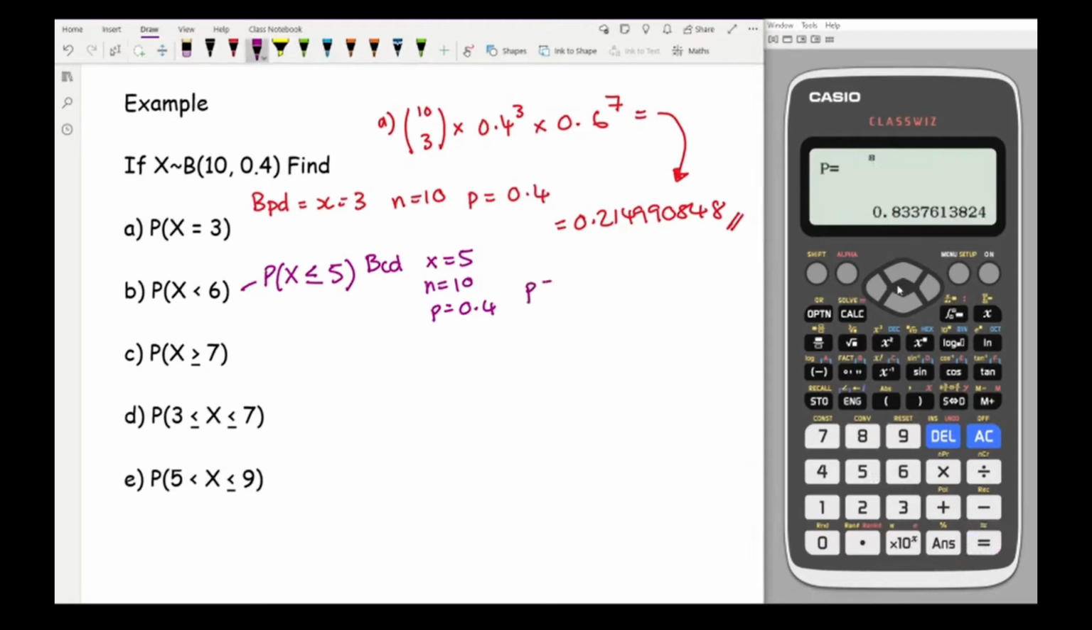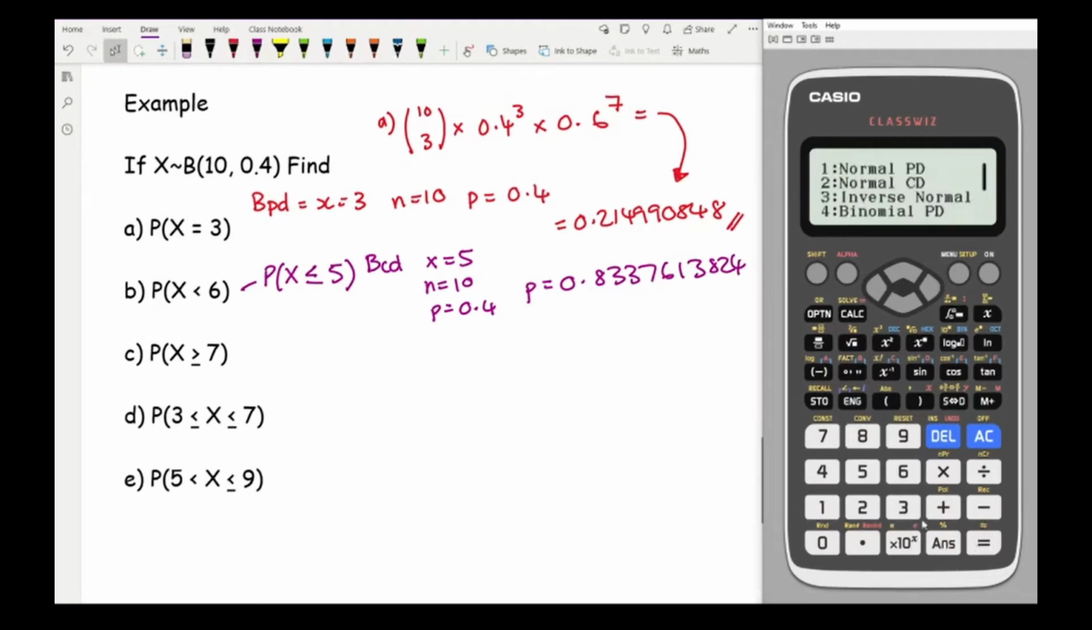So I've got p equals 0.83376138824. Now if I was to go and use the list mode, so let me just go back. So again I'm going to use BCD, but this time I'm going to go for list mode. So again I've entered all the numbers of 0, 1, 2, 3, 4, 5, 6, 7, 8, 9, 10. And again I could have certain values, it's entirely up to you. Press equals, and I enter my parameter, which is 10, 0.4, and press equals, and it's giving me my values here.